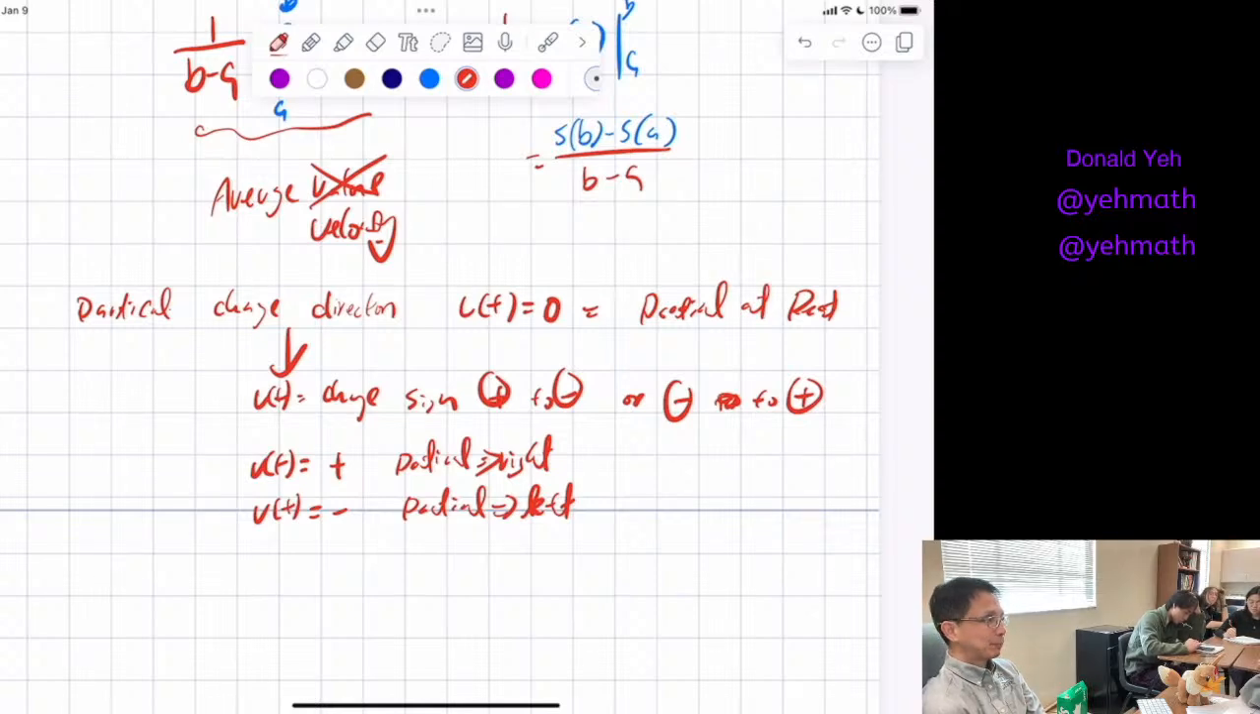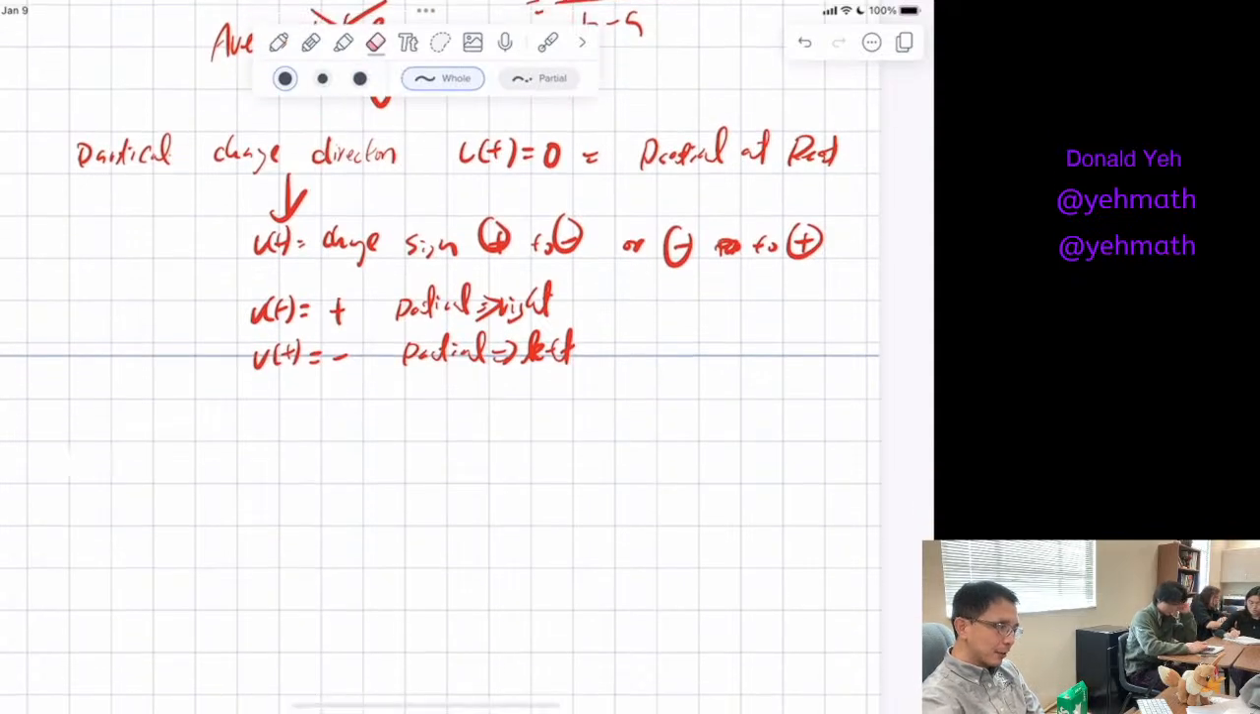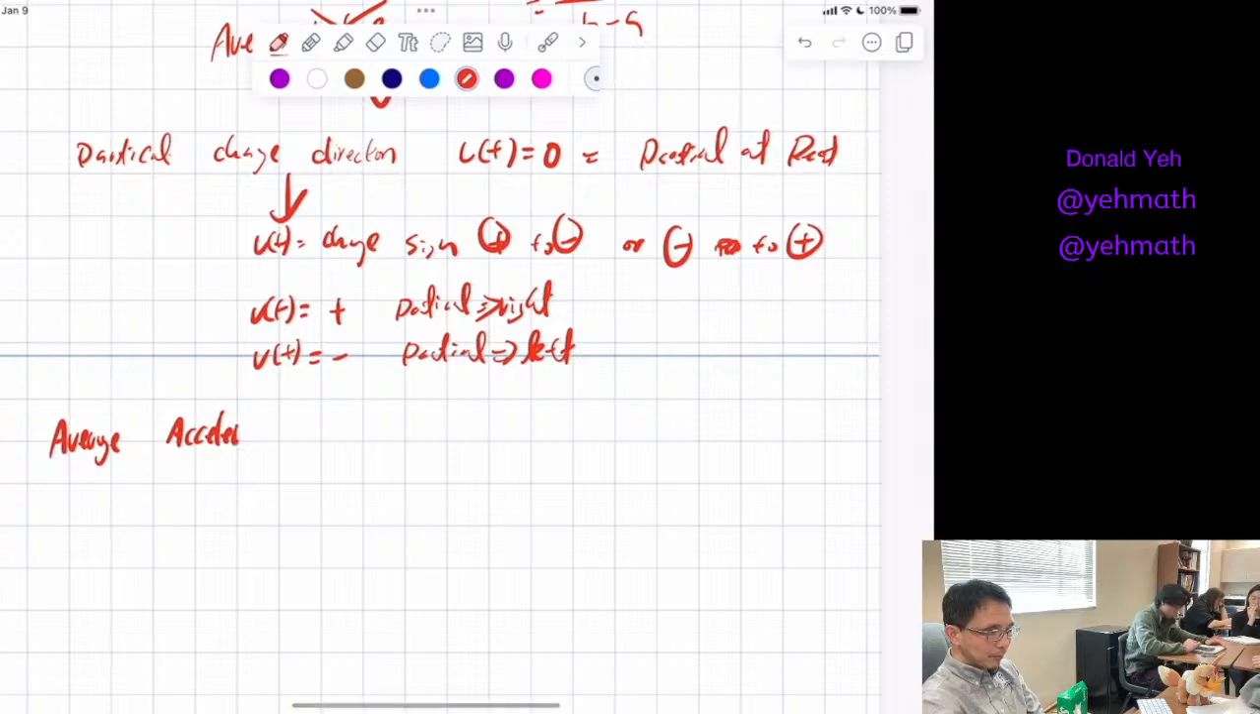Okay, lastly, we also need to know what the average acceleration is. If we know the average velocity, what do you think average acceleration is? B. v(t) minus v(a). Yep. So it's change in velocity over change in time, which kind of makes sense.